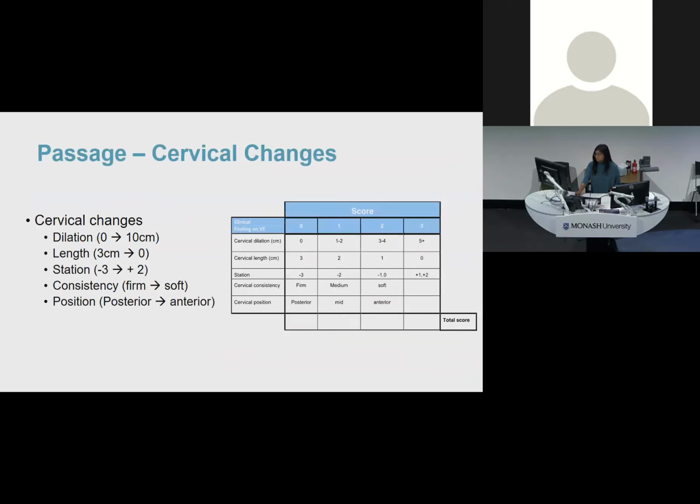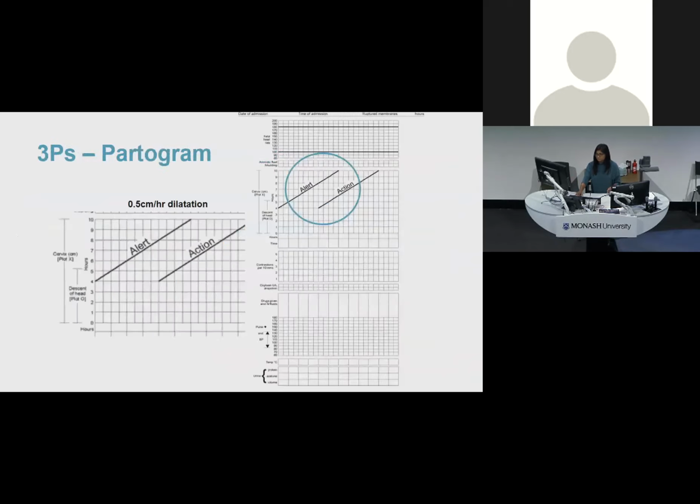Then you look at the cervical changes. You guys would have seen this table before. It's the Bishop's score. So we just look at the dilatation of the cervix, the length, the station of the presenting part, the consistency of the cervix, which goes from firm to soft, and then the position.